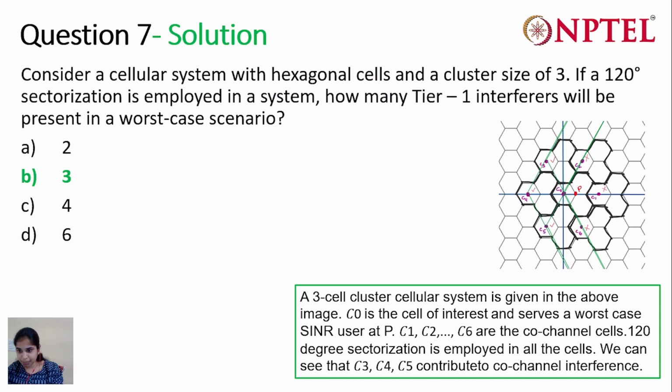Let's imagine that P is our point in the corner of the cell, which might experience the worst case. In that sense, if it's 120-degree, this C2, C1 and C6 might not cause us any problem. But we'll have the impact of C5, C4 and C3. Yes, ma'am.